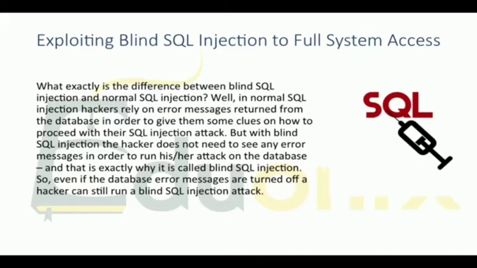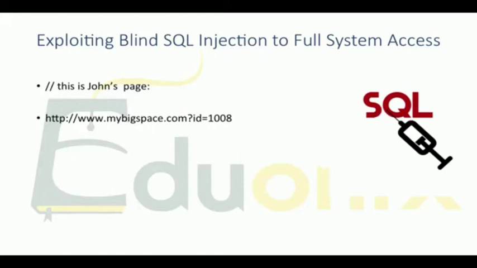So, even if the database error messages are turned off, a hacker can still run a blind SQL injection attack quite easily. As an example, let's suppose we've got a fake social media network called mybigspace.com, and let's call it ID 1008. It's got different profiles for people, just like Facebook, and each user on the site has a unique ID number assigned to them that identifies their profile.